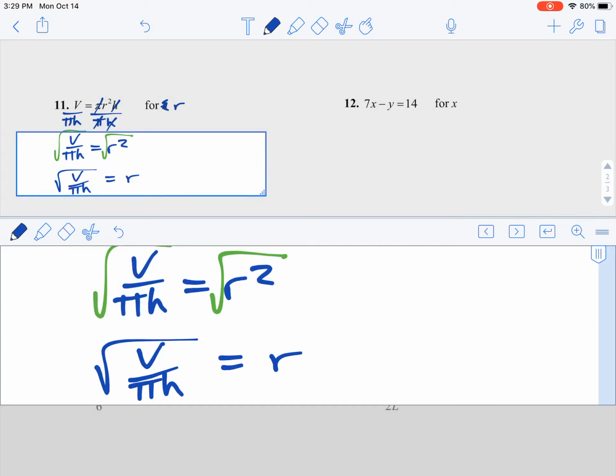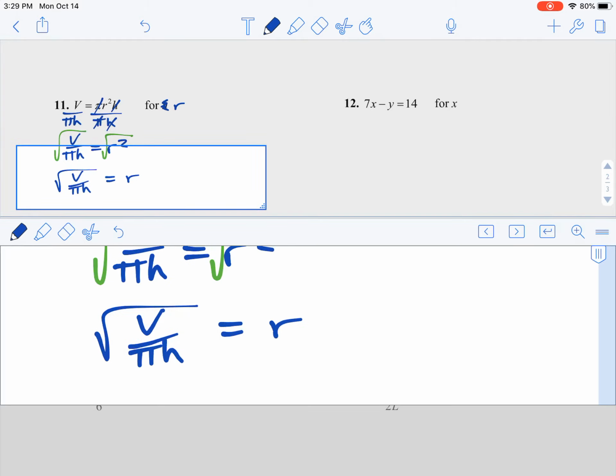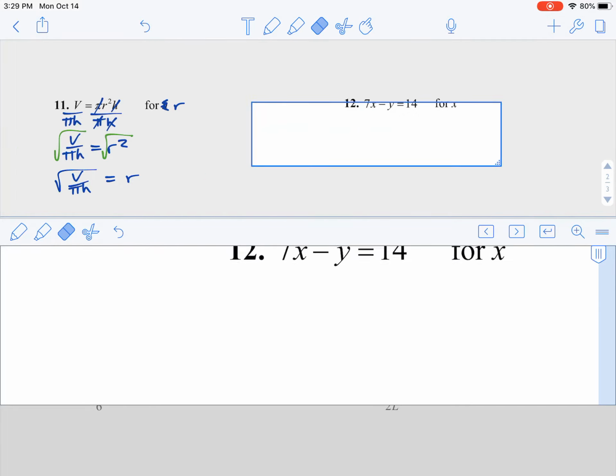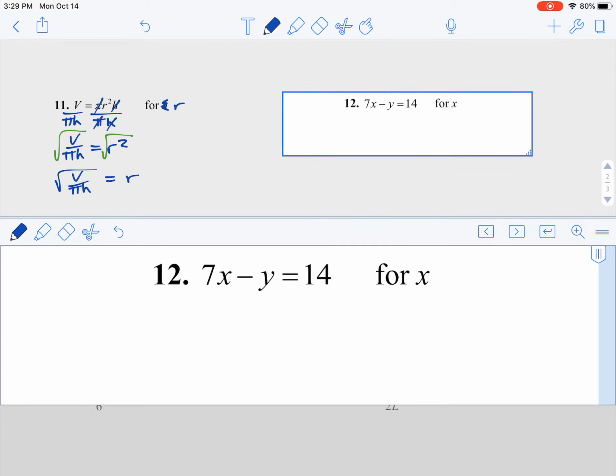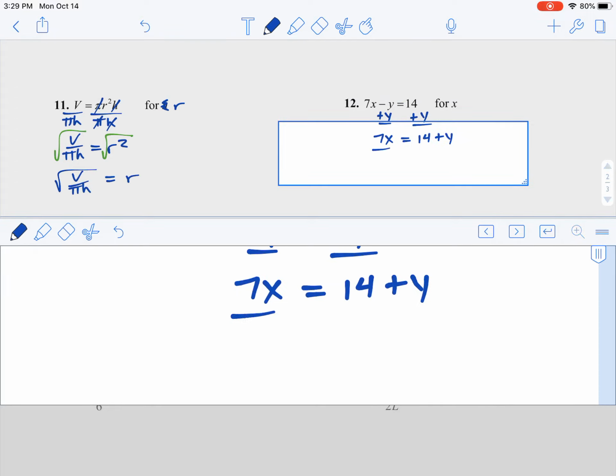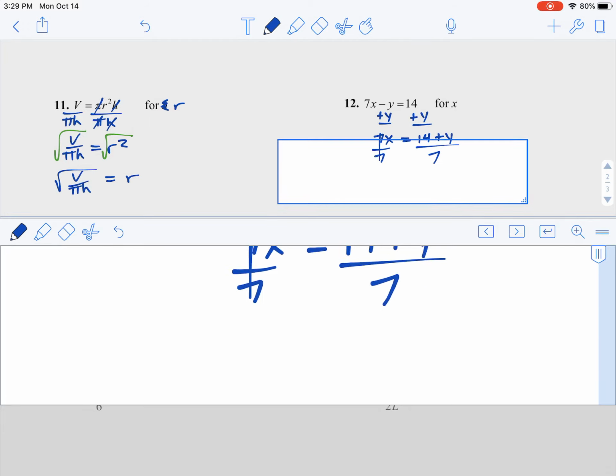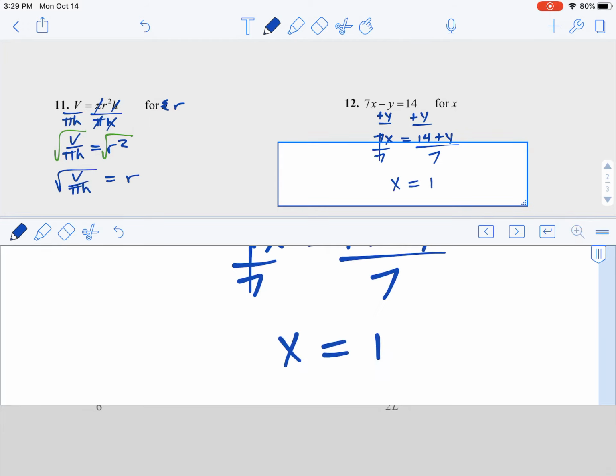That would be r. Now technically, when you take a square root, there should be a plus or a minus. But this is the volume of a cylinder equation. We're not going to have a negative radius, so we're going to leave it just like that. It's going to be a positive radius. For 12, same idea, solving for x here, so we're going to move the y to the other side. 7x equals 14 plus y, and then divide by the 7. Same steps you would use as if everything was numbers. It's just our answer has some letters in it. No big deal there.